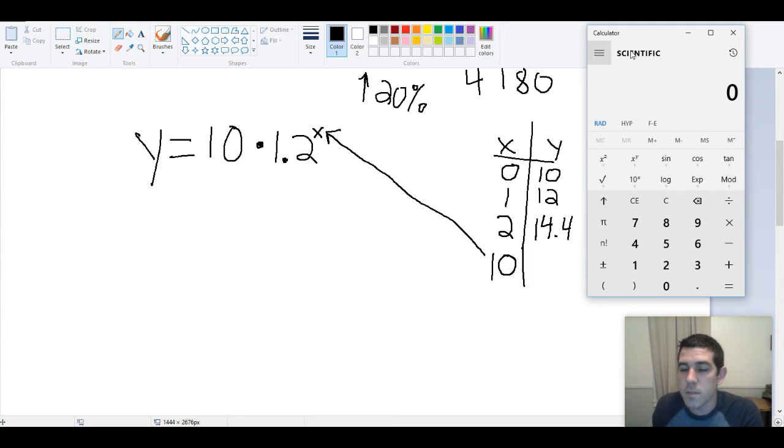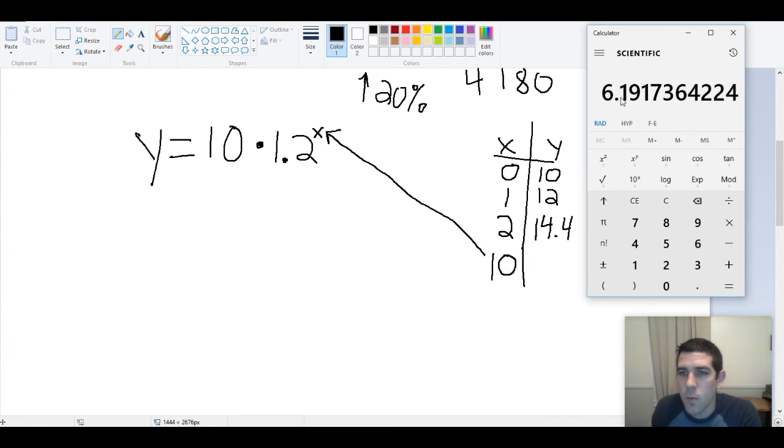So I'm going to change it from standard to scientific, and now I have the ability to use exponents. I'm going to go ahead and take 1.2, and I'm going to raise it by using this little x, y. That's going to raise it to the 10th power. And I'll hit equal, and look at that.